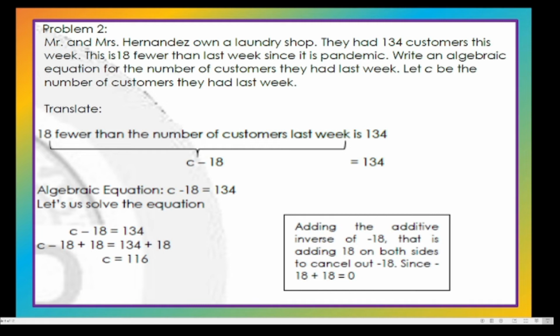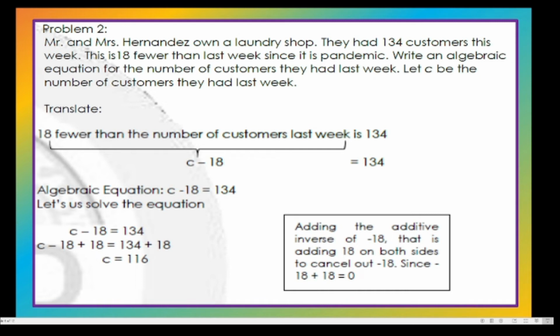So the 18 fewer than the number of customers last week is C minus 18 is equal to 134. Okay, the algebraic equation is C minus 18 is equal to 134. Let us solve the equation. If our number is less than 18, we will add positive 18 on both sides so that we can remove it from the variable. So negative 18 plus positive 18, the answer is 0. We have remaining letter C, the variable, and 134 plus 18, so it should be 152.